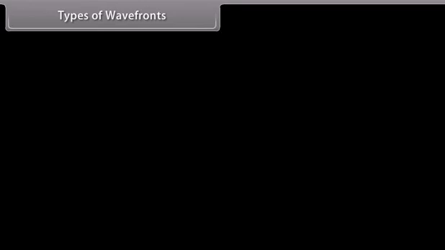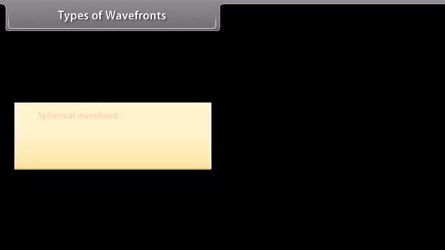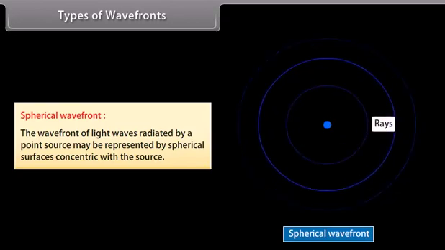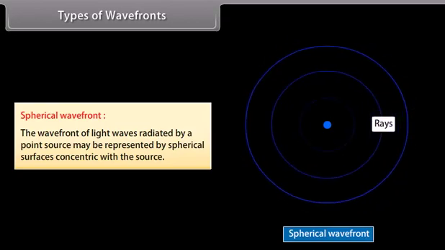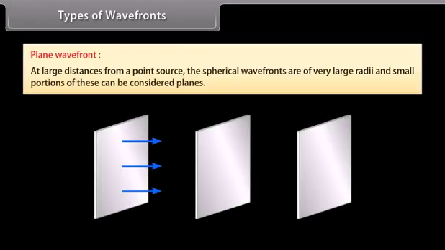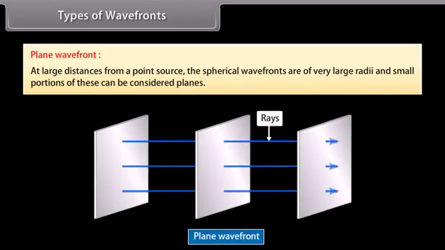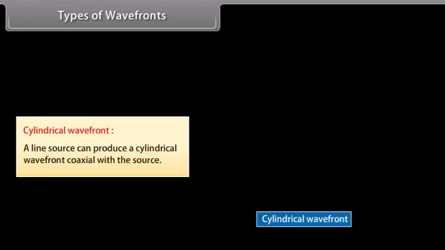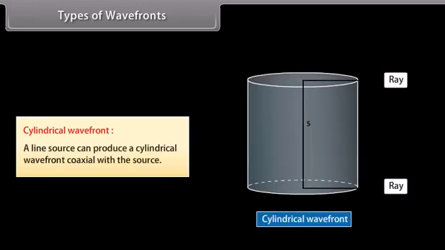Types of wave fronts. There are different types of wave fronts. Spherical wave front: the wave front of light waves radiated by a point source may be represented by spherical surfaces concentric with the source. Plane wave front: at large distances from a point source, the spherical wave fronts are of very large radii and small portions of these can be considered planes. Cylindrical wave front: a line source can produce a cylindrical wave front coaxial with the source.